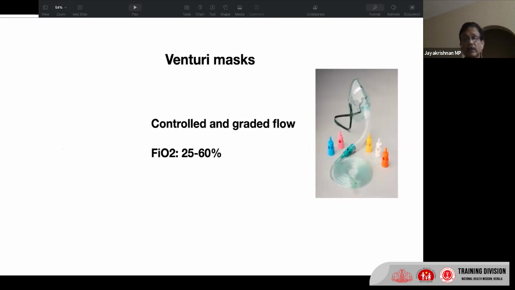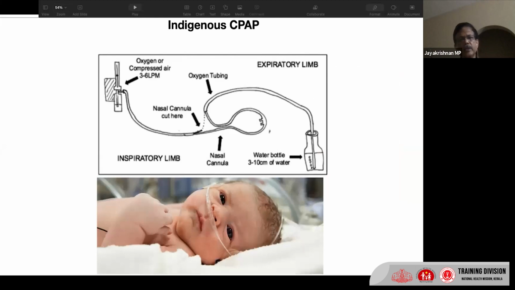Venturi masks are not commonly used in many of our hospitals. It actually works on Bernoulli's principle, controlled and graded flow. The aperture is different for all those color-coded masks. We are not using it routinely. It provides a FiO2 of 25 to 60%.